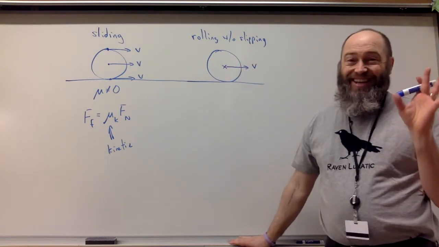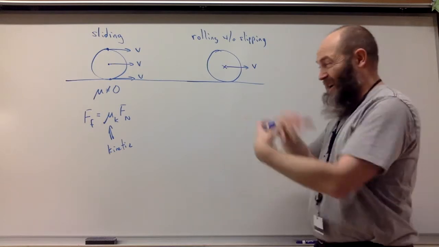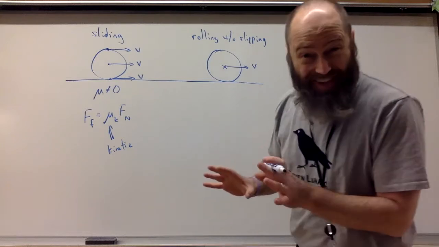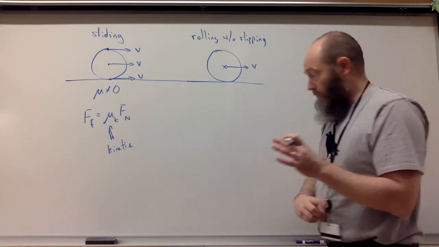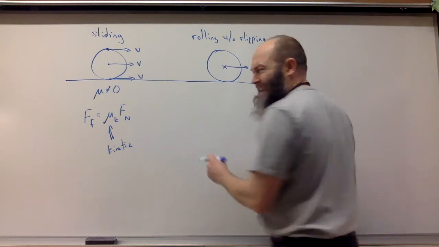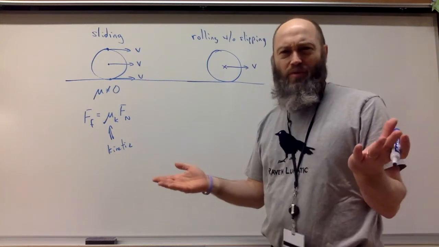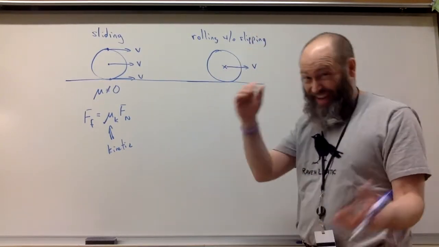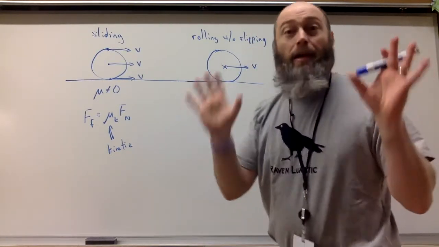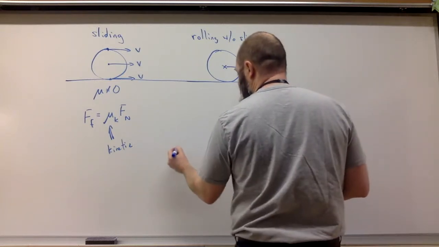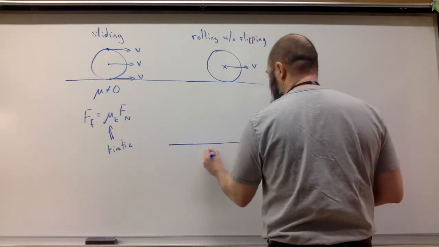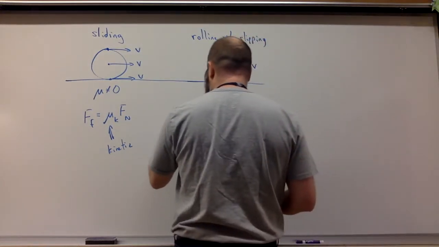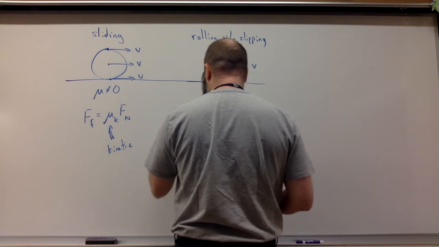Now, I need to do something here. I'm going to kind of regress, and then we'll come back to this. Let's talk about a moving sidewalk at an airport. So let's say that I have a moving sidewalk. Here's my moving sidewalk, and it is moving this way at the speed of v, okay? I have someone just chilling on the moving sidewalk.